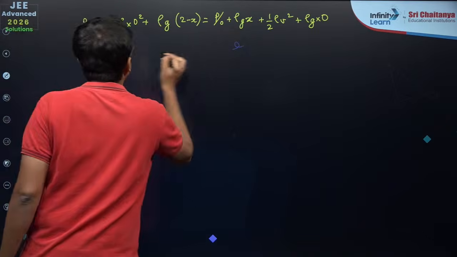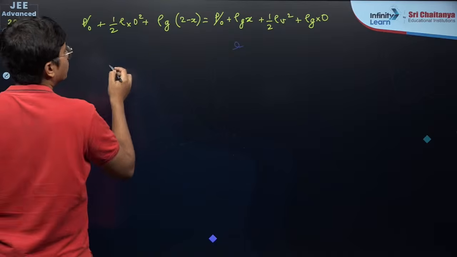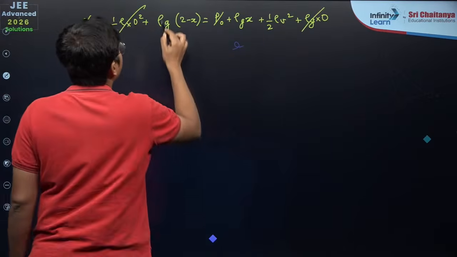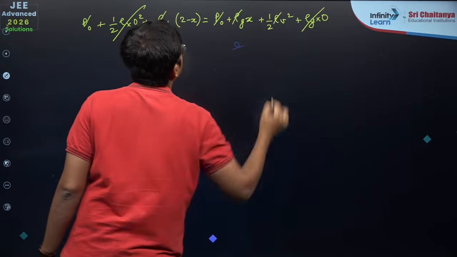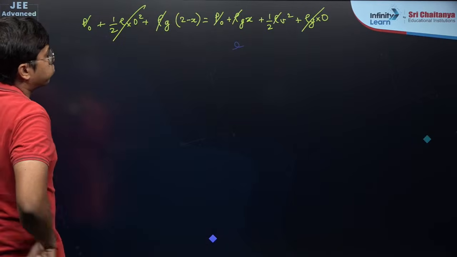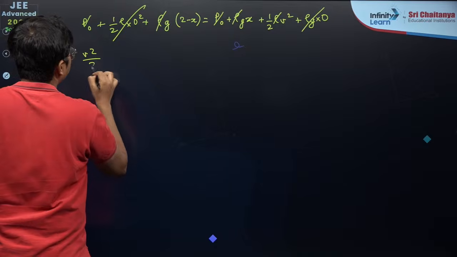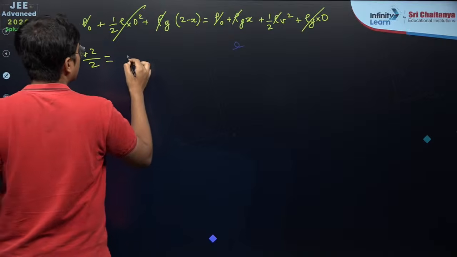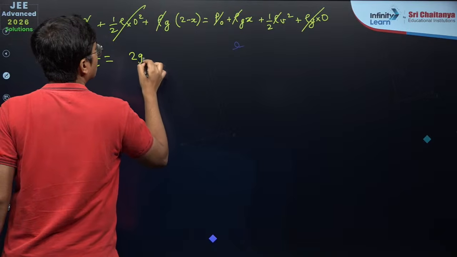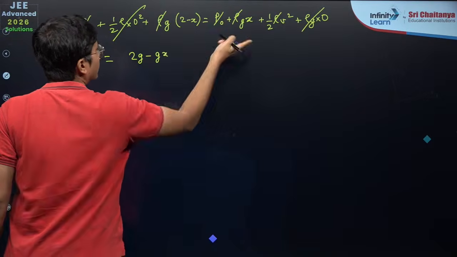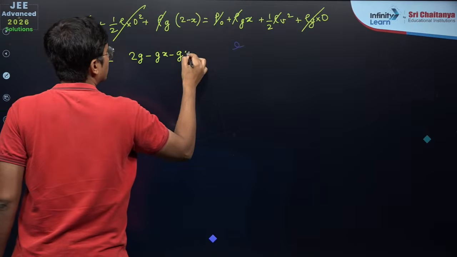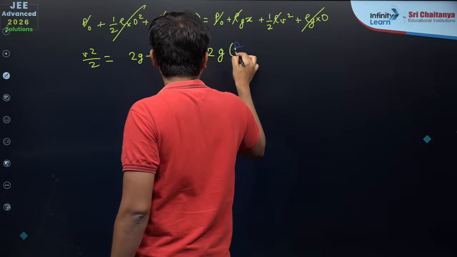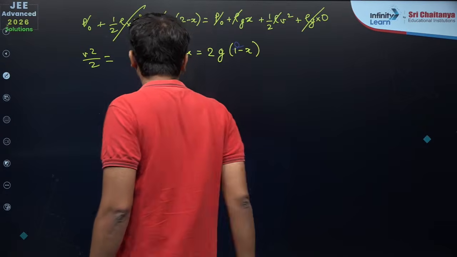Once we got that, get rid of the P naughts, no use here. I'm solving for v square. This is 0, that's a 0 there, goes away. Take the rhos out. So v square by 2 is equal to 2g minus gx, this goes over there, minus gx, which is 2g into 1 minus x. Okay?